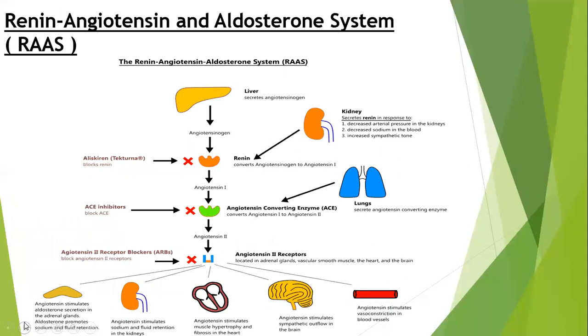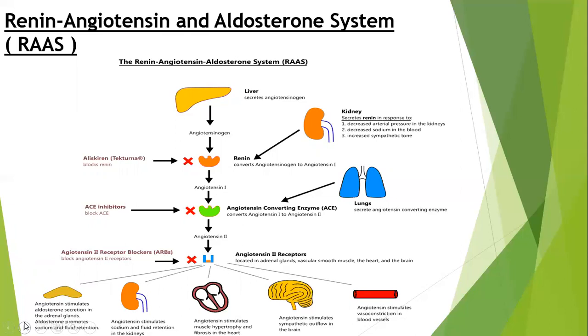So now we will talk about the renin, angiotensin, and aldosterone system. This is very useful, the RAS pathway and the RAS system. How does it occur? From the liver, it secretes angiotensinogen. With the help of renin, renin converts angiotensinogen to angiotensin 1. It's called angiotensin 1. From angiotensin 1, with the help of angiotensin converting enzyme, ACE, which comes from the lungs, angiotensin 2 is formed.